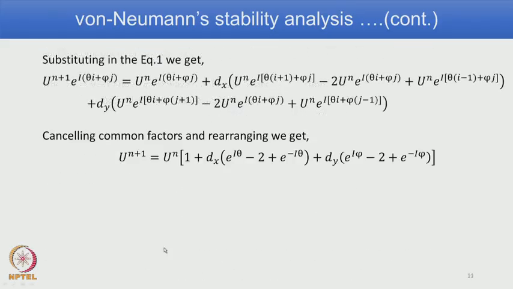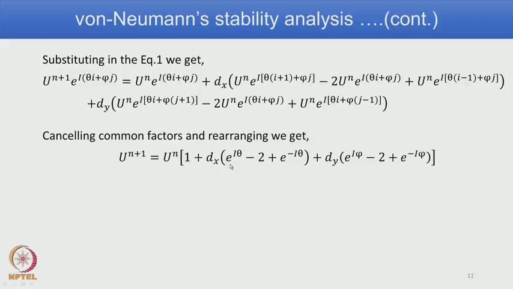We rewrite again that expression, cancelling all the common terms from left hand side as well as right hand side. Finally, you get the expression as shown here as capital U n plus 1, which is related at the n plus 1 level to the same variable at the nth level in this way.